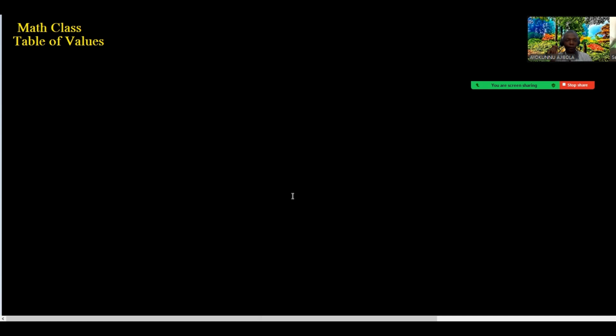Right now, we look at table of values. And what do we mean by table of values? We actually mean that we'll be given some input values and we'll be expected to get the output.